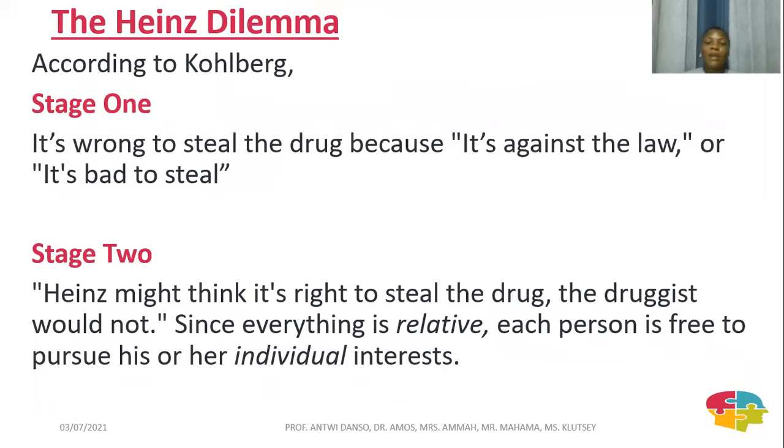According to Kohlberg, those who are in stage 1 will say it is wrong to steal the drug because it is against the law. So it is bad to steal. That is what those in authority have said. Those in stage 2 will say that Heinz might think it's right to steal the drug, and the druggist will not. Since everything is relative, each person is free to pursue his or her individual interest.